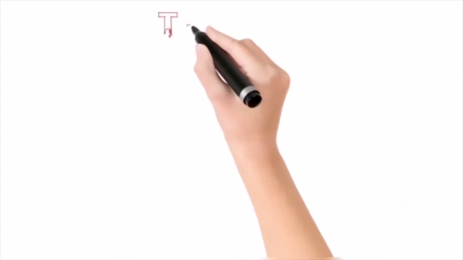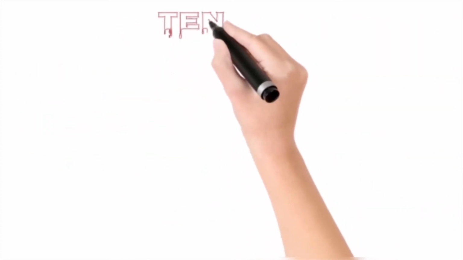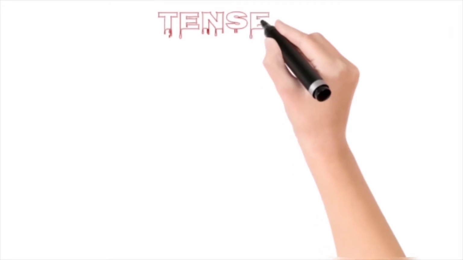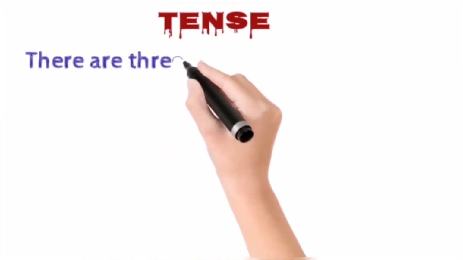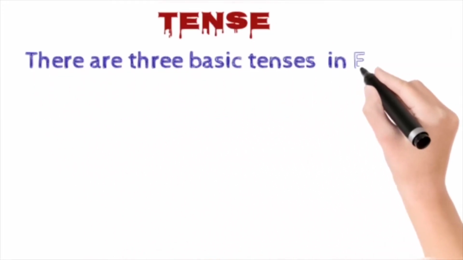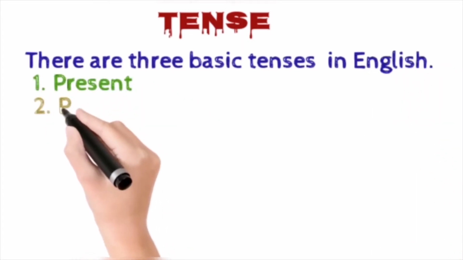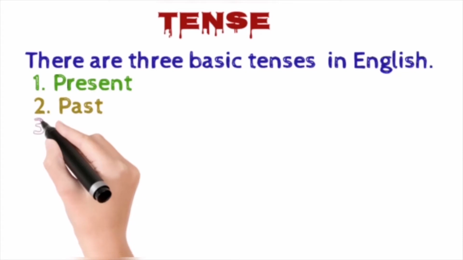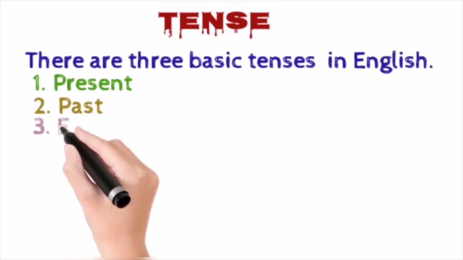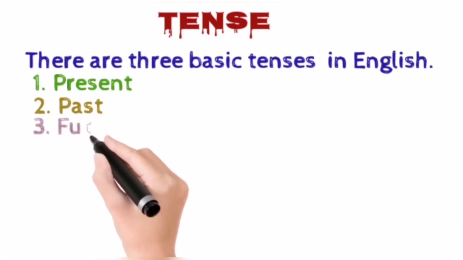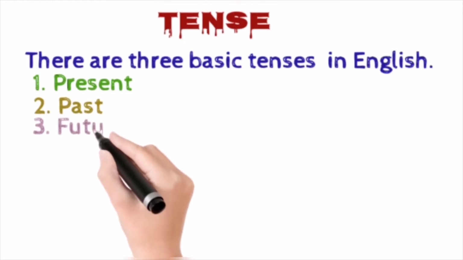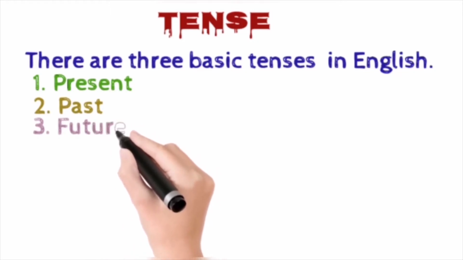Types of tenses. Now we will learn the types of tenses according to the time. There are three basic tenses in English. Number one, present, the time in which we are living. Number two, past, the time that has gone. Number three, future. Future is the time that has to come.